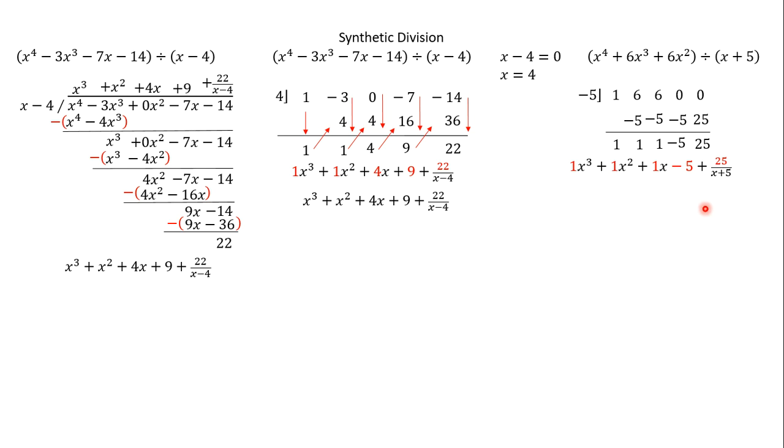25 over x plus 5. Just clean up, we don't need all the 1's. And so we can have something like this: x cubed plus x squared plus x minus 5 plus 25 over x plus 5.